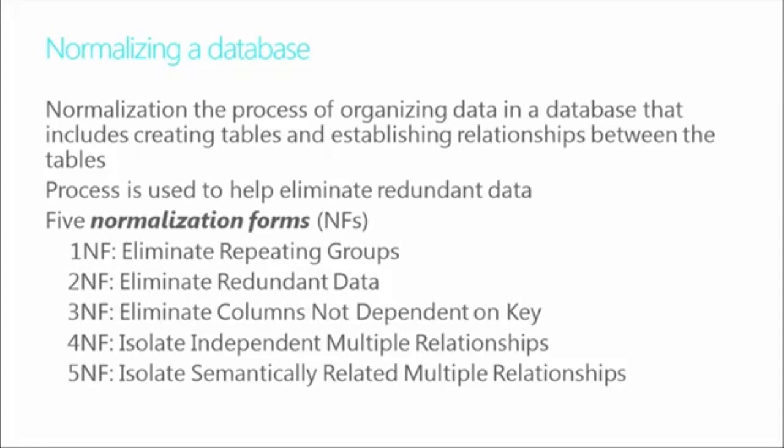We'll introduce what that means in just a little bit. Four and five are isolated independent multiple relationships and semantically related multiple relationships. We're not going to drill into those at all. I just want to show you that if you look up normalization, you're going to see five levels. Most databases are designed to three, and that's what we're going to focus on here.